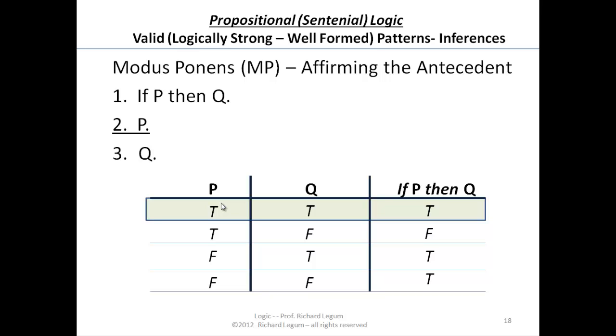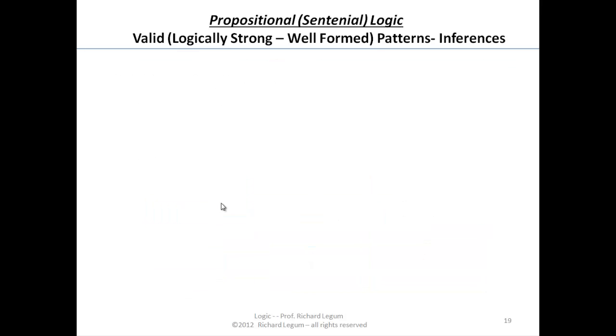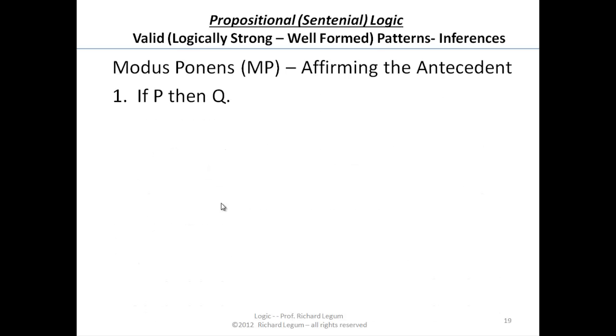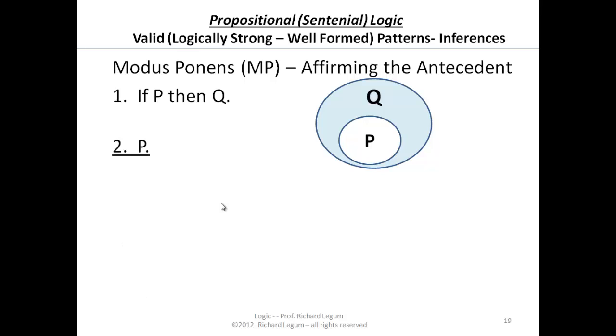Let's now take another look using the circle diagrams. These are modified Venn diagrams. There was a logician named Venn who came up with this idea using these diagrams. So let's take a look. If P then Q tells us all cases in which P is true are also cases in which Q is true. So Q is a bigger circle around P. Now the second premise tells us that P is true. Well, if that's the case, if P is true, we can conclude that Q is true.